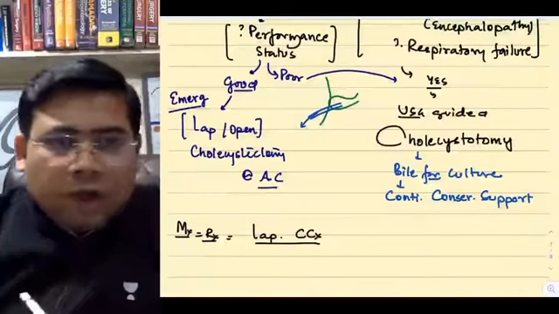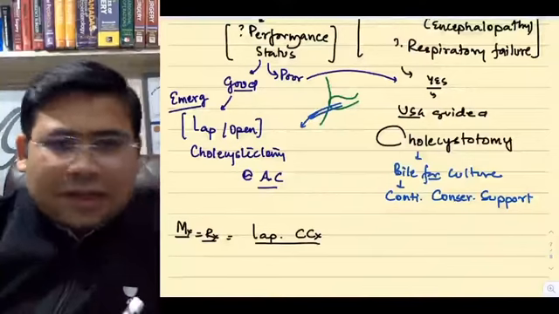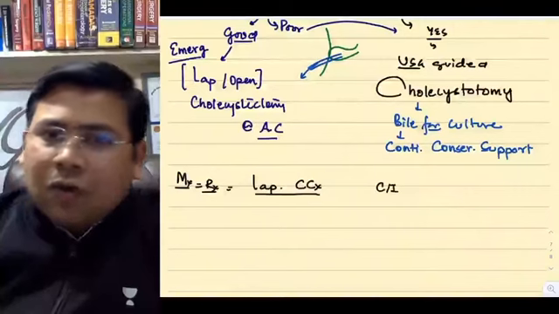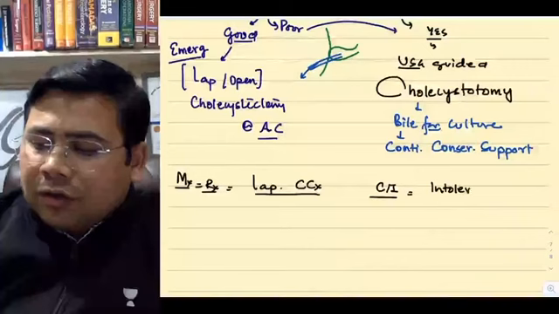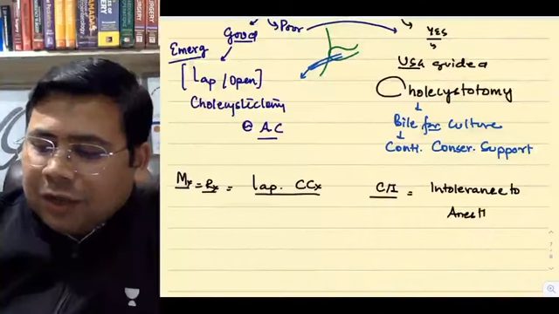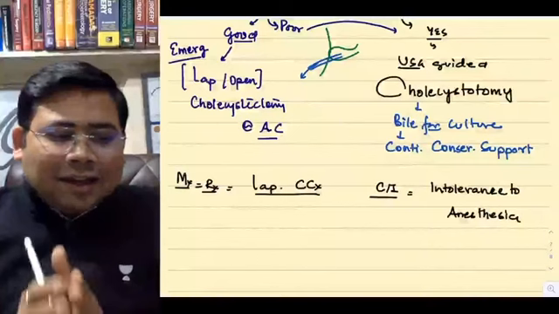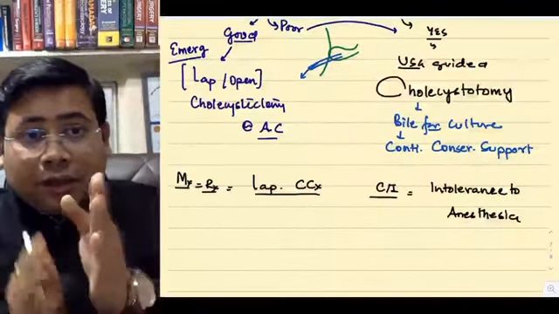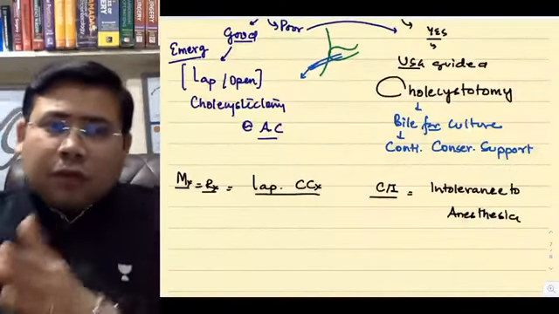Today, gone are the days when we used to say laparoscopic cholecystectomy is contraindicated for this and that. Today, the only contraindication for laparoscopic cholecystectomy is intolerance to anesthesia. Earlier, we used to say intolerance to general anesthesia. Now there is a case study which has shown that spinal anesthesia is equal to GA for lap cholecystectomy.